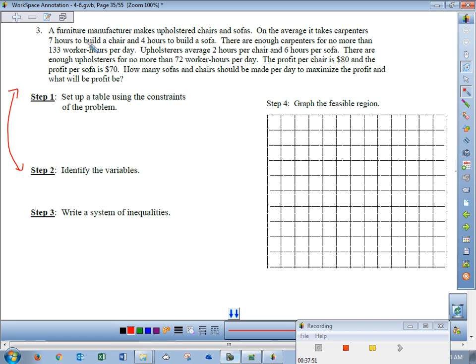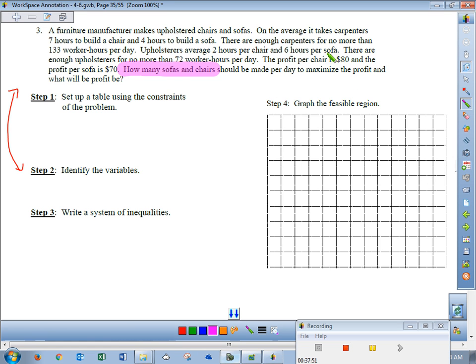On the average, it takes carpenters 7 hours to build a chair and 4 hours to build a sofa. There's enough carpenters for no more than 133 worker hours per day. Upholsterers average 2 hours per chair and 6 hours per sofa. Enough upholsterers for no more than 72 work hours per day. The profit for each chair is $80, and the profit for each sofa is $70. How many chairs and how many sofas should be made to maximize the profit?